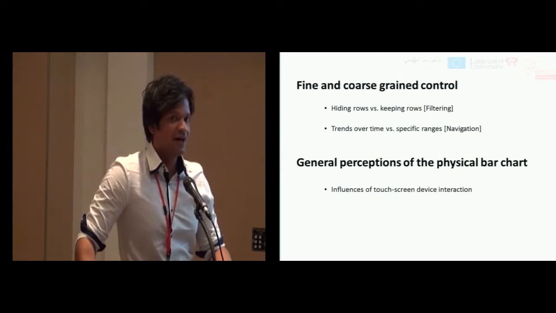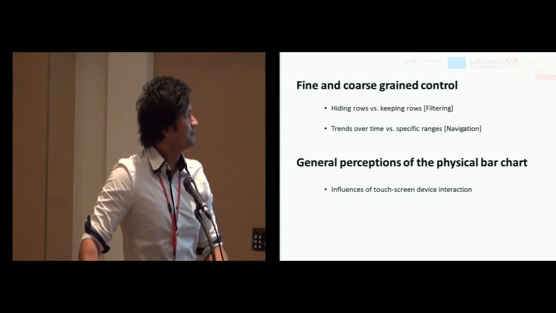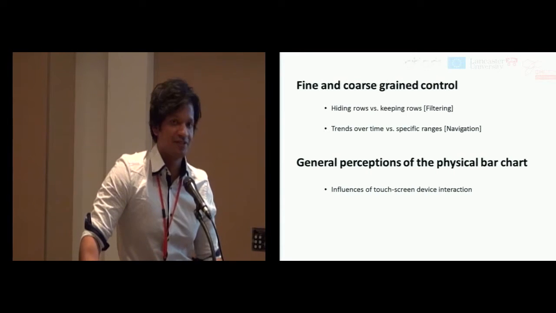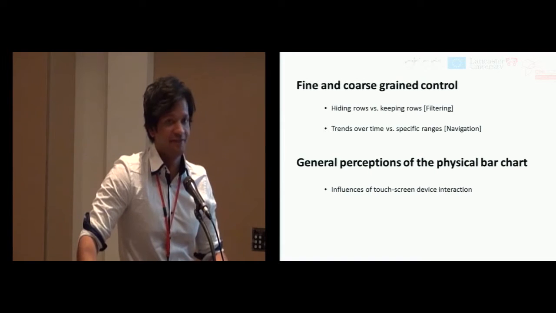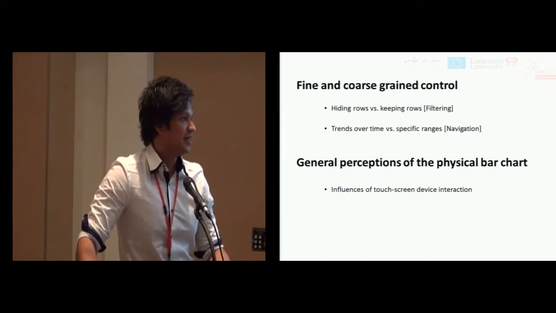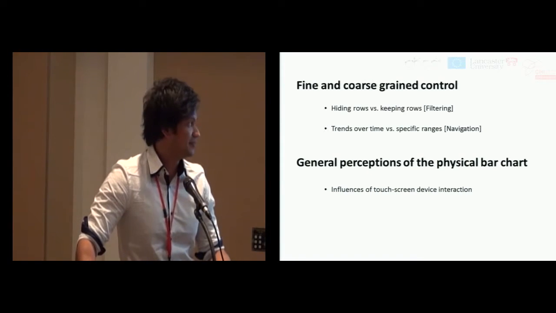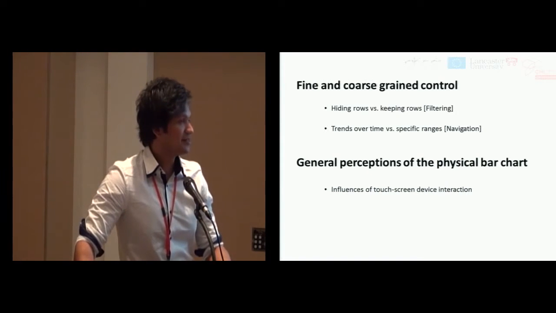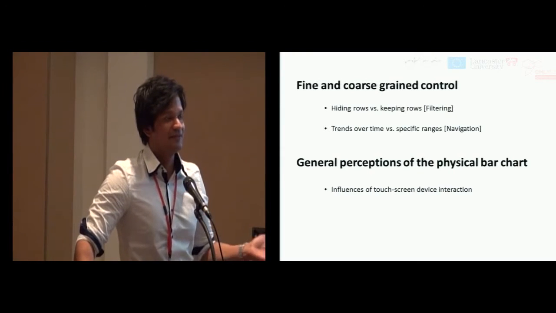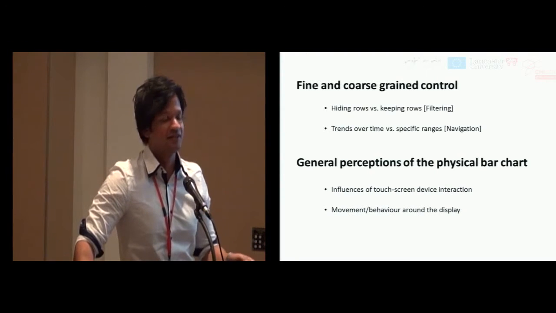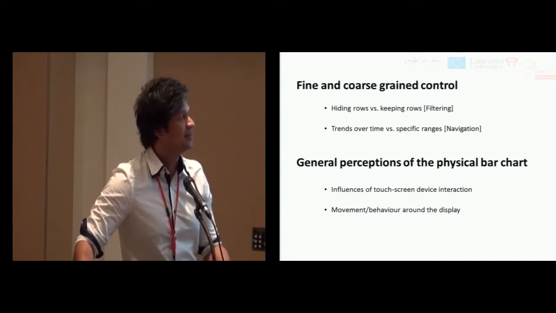So general perceptions, how did they feel about the physically dynamic bar chart? We found there's quite a lot of influence from touchscreen style interactions, touchscreens being a huge part of our everyday interaction. So we use a smartphone, we use a tablet on a day-to-day basis. And this heavily influenced. So I think this is something that we need to think about when we design physically dynamic bar charts or physically dynamic information visualization interfaces.